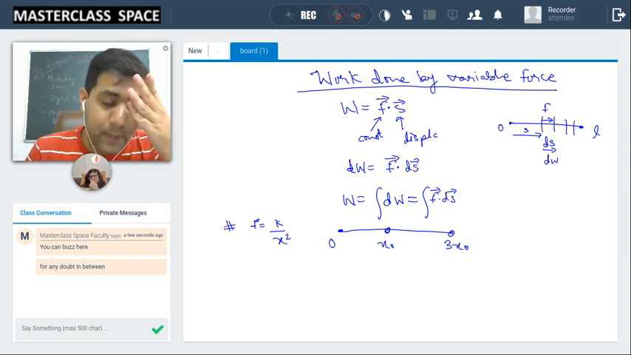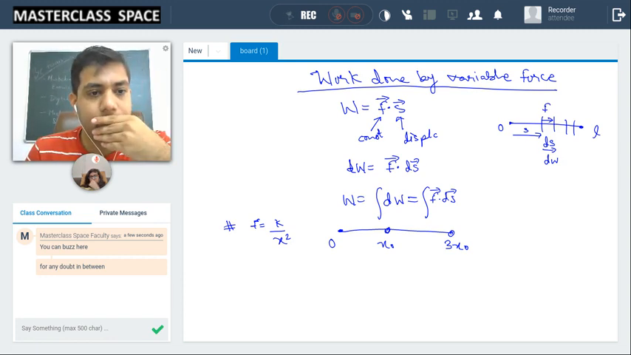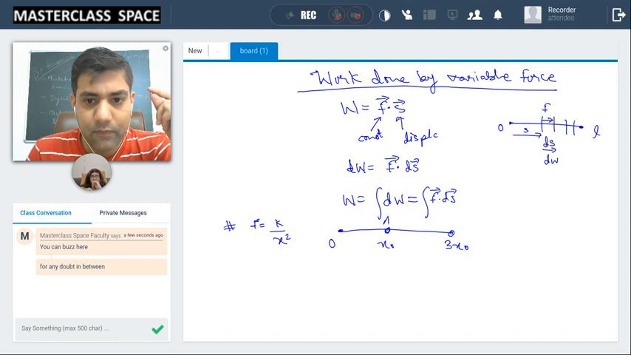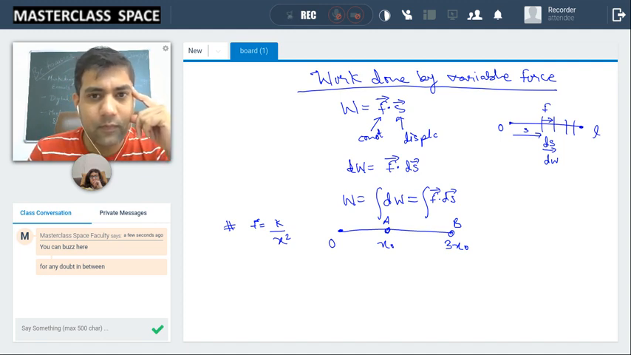Now switch on your microphone for a while. How to do this type of question? From A to B, the body moves. Then what to do? It's the integral of F dot dx.